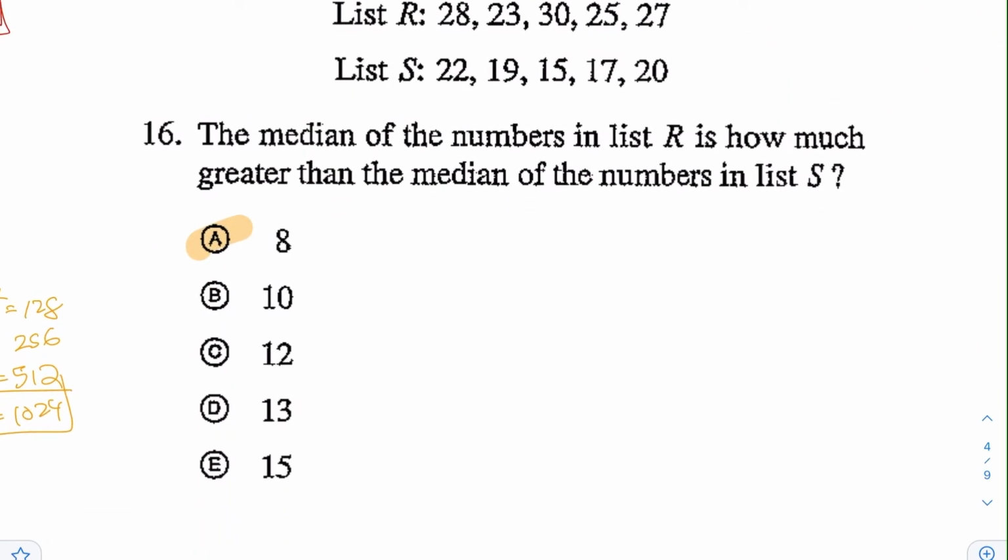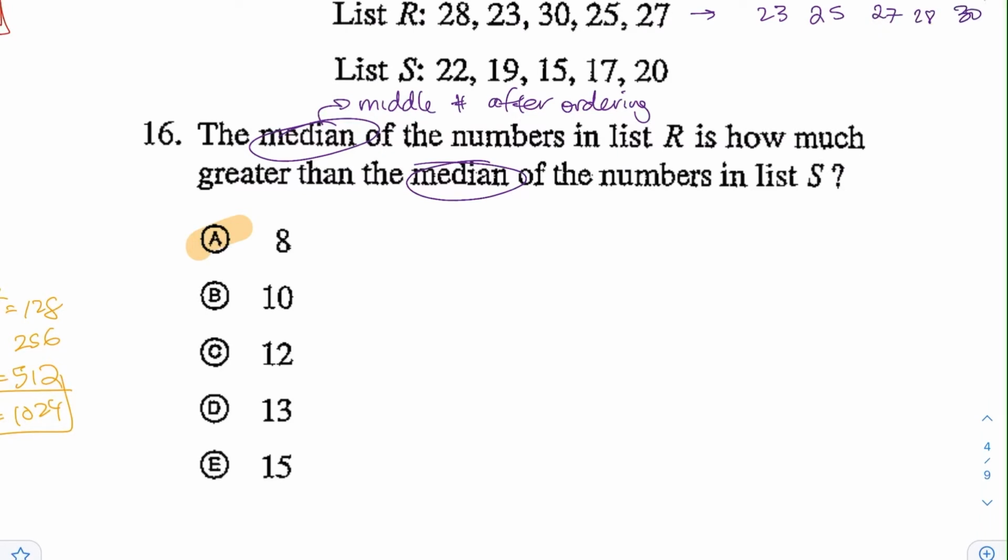Next, for number 16, you have two lists, R and S. The median of the numbers in list R is how much greater than the median of the numbers in list S. Keyword here is median, and median is just a middle number after ordering from smallest to biggest or biggest to smallest. So for R, you have to organize them first. And you just start canceling out, 27's in the middle.